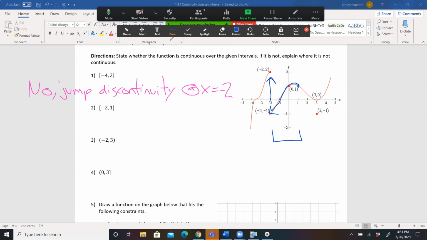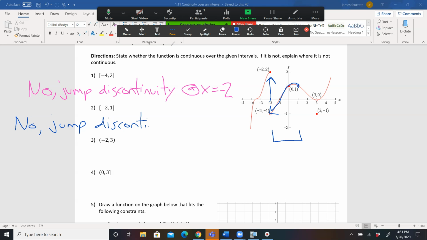Now, if we had the interval parentheses -2, comma 1 with a bracket, right? So where we're not including -2, then it would be continuous. But since we have to include -2, this function is not continuous over the interval for the same reason as number 1. So now I'll just write it out again.